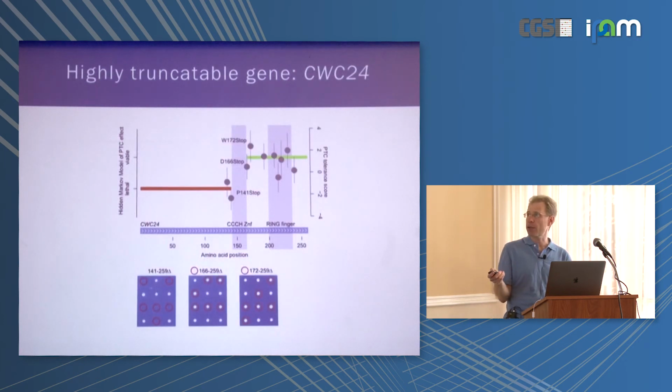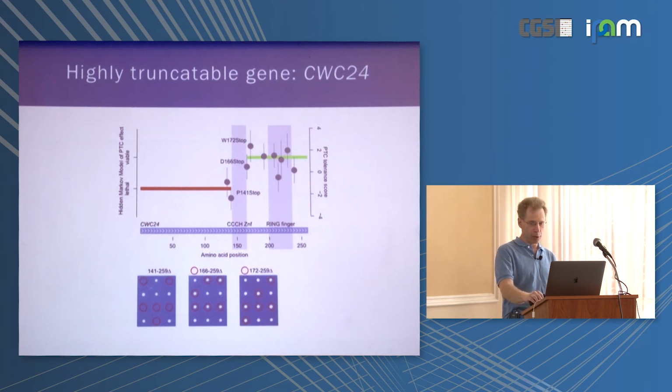And then there is a number of examples of these highly truncatable genes where, in red and green here are the calls from a hidden Markov model that we run on these guys, saying everything up to here is dead, everything past here is alive, right? And those are the individual data points of the stop codons in this gene. And this gene has a couple of different domains to it, CWC24. And it looks like you can lop off this ring finger domain with impunity. But then if you get into this zinc finger domain or beyond that, those parts really are essential.